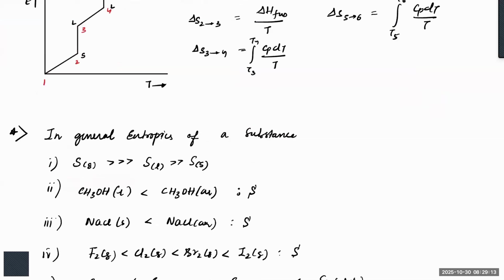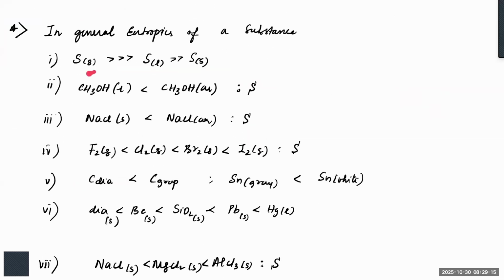Now, in general, you remember the entropy of gases is way higher than liquids, which is higher than solids. So, an aqueous solution will have more entropy than a pure liquid. An aqueous solution of salt compared to that of solid, obviously aqueous is more. If you compare iodine, bromine, chlorine, fluorine, the more the molar mass, the more is the entropy.